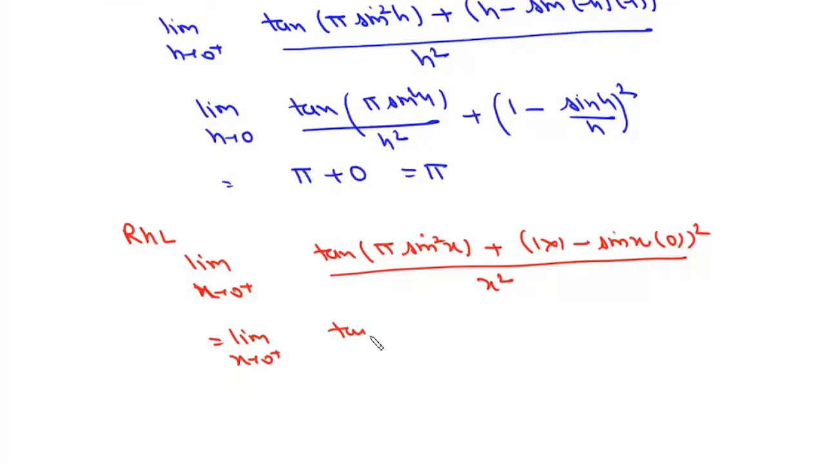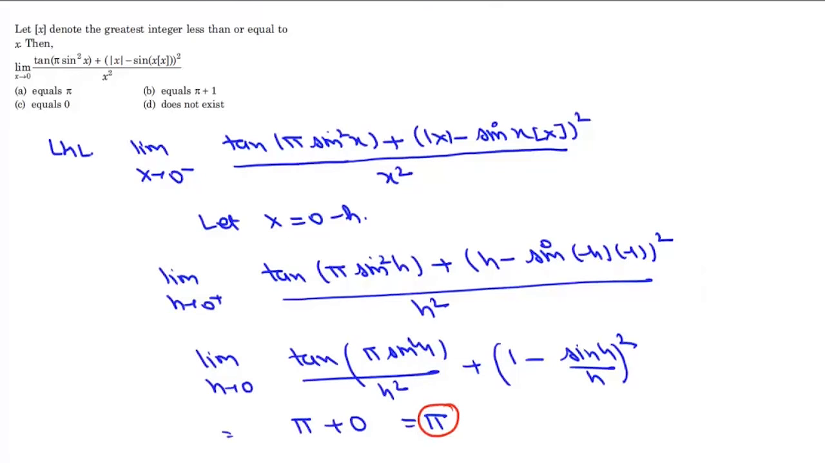Now this is 10 pi sine square x upon x square, and then plus 1. Now we have already solved this. This is pi. So this right hand limit will be pi plus 1. Now left hand limit is pi, right hand limit is pi plus 1. Therefore, this limit does not exist. And that's your option D.